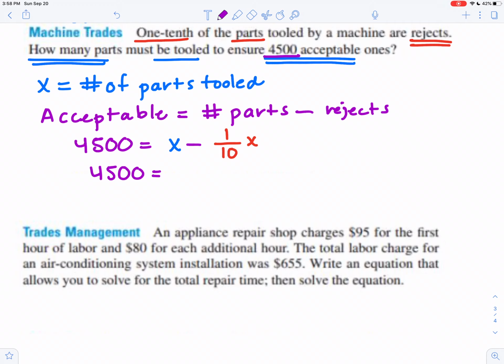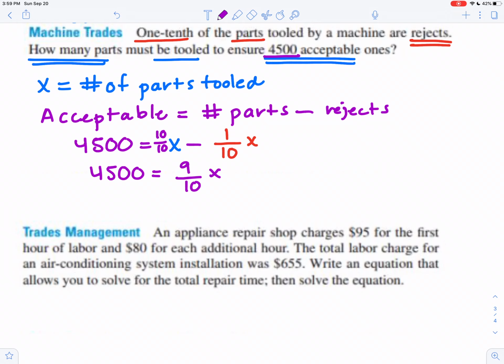Now, once I have my equation, I just need to simplify and solve. So I'm going to combine like terms. 1x is the same thing as 10 tenths, so 10 tenths minus 1/10, I'm looking at 9 tenths x. And you may have written this as your first equation. If you looked at this and said, if 1/10 of the parts tooled are rejects, then 9 tenths are acceptable, you may have gone straight to this equation, and that's fine too. It's also important to know that with a lot of these, there's not just one right way to reach the correct answer.